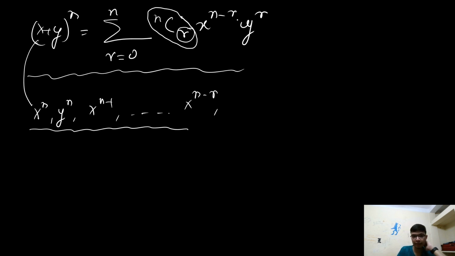That is multiplied with x to the power n minus r and multiplied with y to the power r. If you generalize this relation for all the terms, starting from r is equal to 0 to n, we get the relation which is known as the binomial theorem, the rule by which we expand any binomial expression.